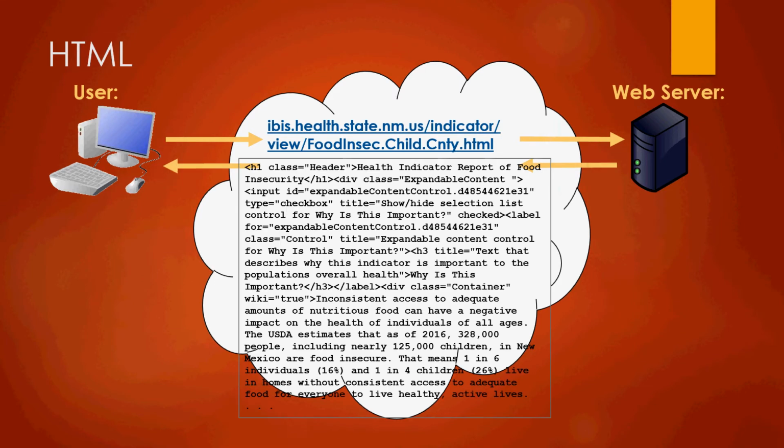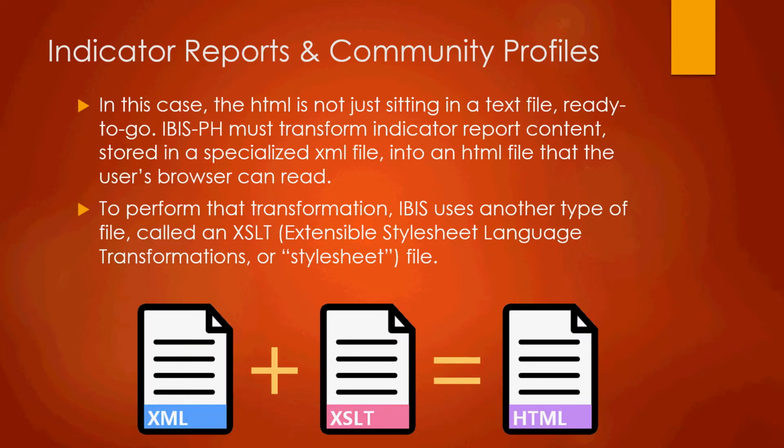Okay, these indicator reports and community reports work the same way as any other internet request. The user clicks on a link, the link gets sent to the server, the IBIS server, and IBIS returns HTML. Just basic how the web works. In this case, HTML is not just sitting in a text file ready to go. The IBIS application must transform the indicator report content that's stored in a specialized XML file into an HTML file that the user's browser can read and make use of.